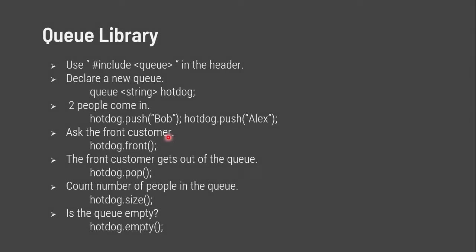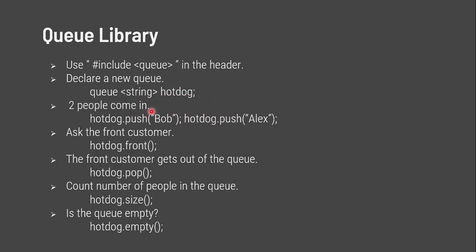In C++, there is already a queue library installed in the STL library, so you don't really need to make it yourself, and you can just use their library. So now we are going to see what we can do with the queue in C++. If you want to use the queue library, you must include queue in the header. When you want to declare a new queue, you can write queue, the type of variable you want, and the name of the variable. In this case, I'm using queue string of hotdog.